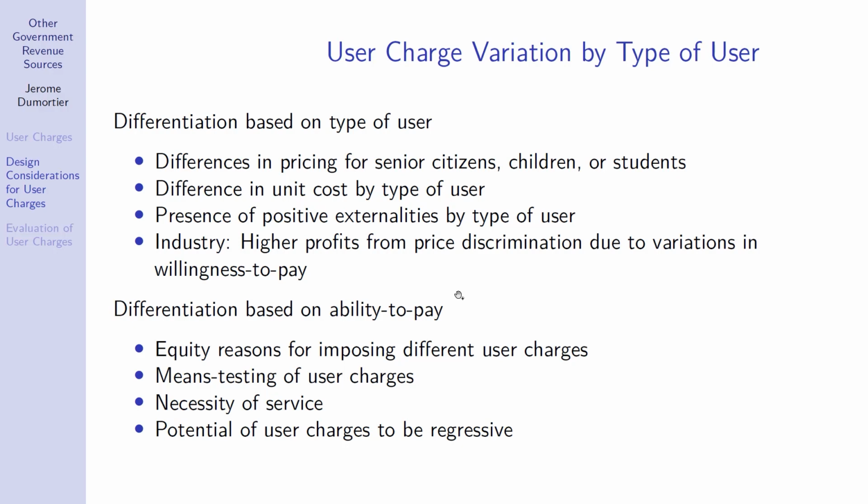Now, we can also have, and we mentioned this before in terms of equity issues, a differentiation of the user charge based on the ability to pay of the user, in the sense that you would have to engage in means testing of the user charge. So for example, if you are a city that is providing electric utility to users, then this could be means tested, or you could have a program where low-income households would be paying a lower connection fee than other households.